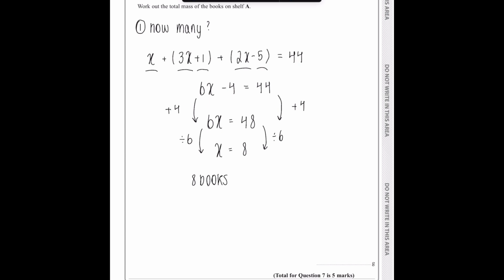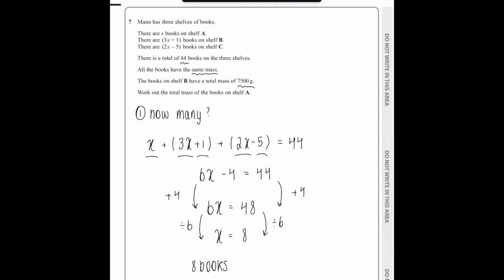So now we know how many books there are on shelf A, but we don't know how much each book weighs, or the mass of each book. So then we need to look back at another detail. We're told that the books on shelf B have a total mass of 7,500 grams. But how many books are there on shelf B?